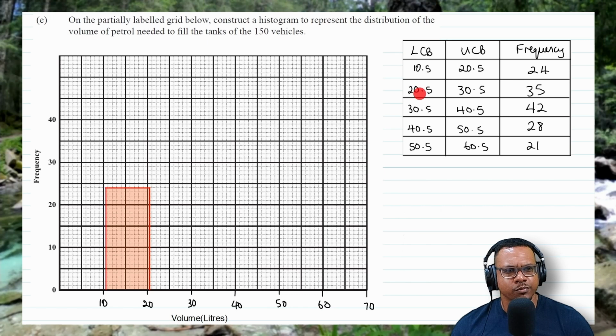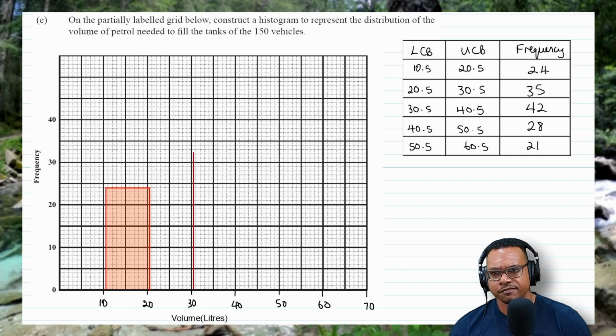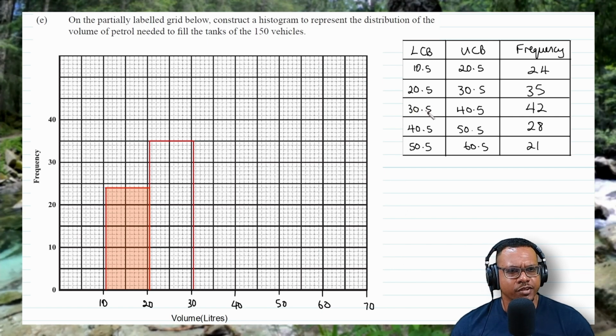All right, then from 20.5 to 30.5, going up to 35. So this is the 20.5 line here already. So that's how to go on to 30.5, which is here. And I'm going all the way up to 35, which is here. All right, so that's going to extend this line up like this. And close.